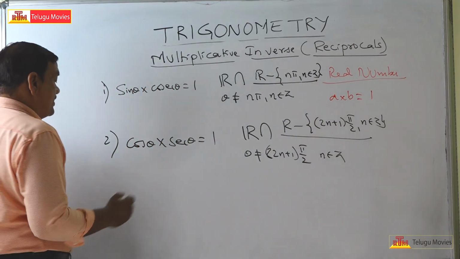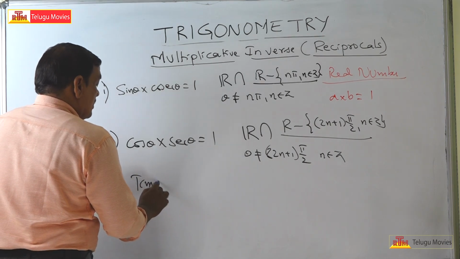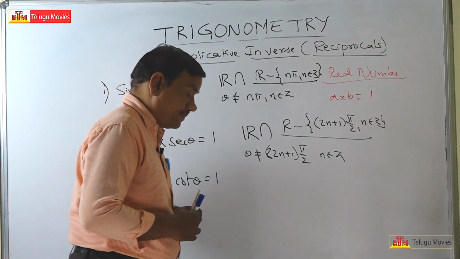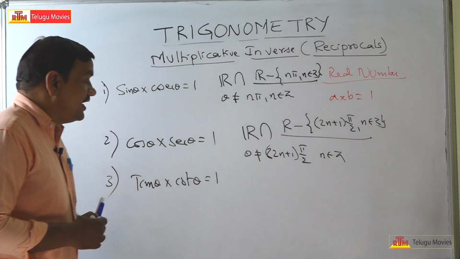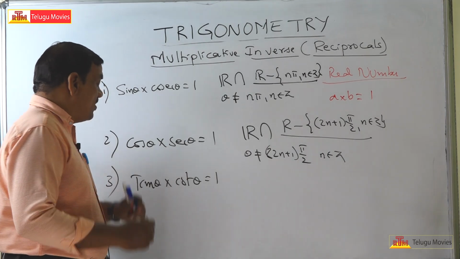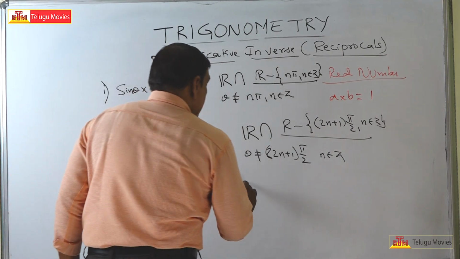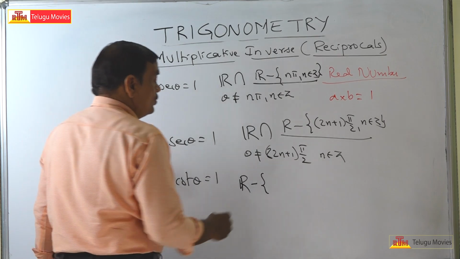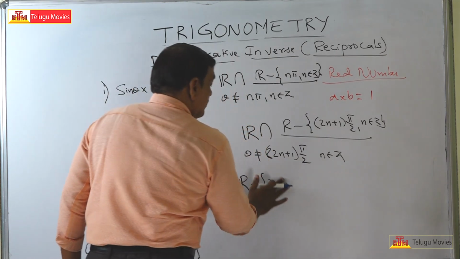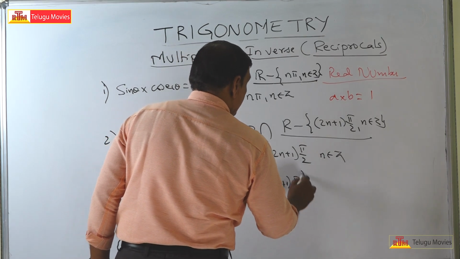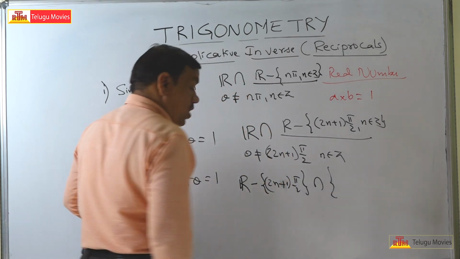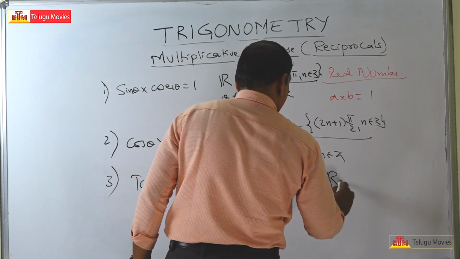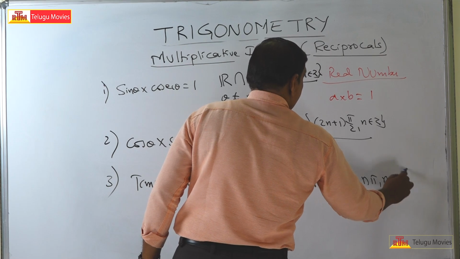Okay, now, right. Next one. Third one: tan theta into cot theta is equal to 1. What is the domain of tan theta? The domain of tan theta is the set of real numbers minus (2n plus 1) pi by 2, same as secant theta, intersection the cot theta domain, which is the set of real numbers except n pi, n belongs to Z.